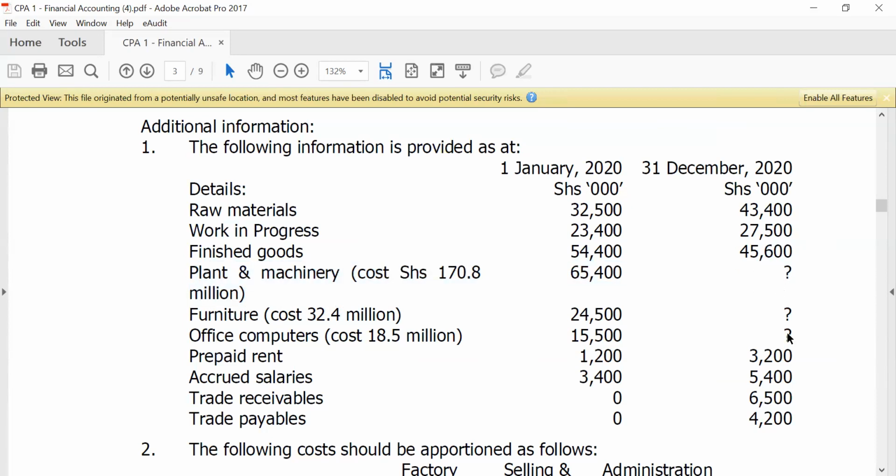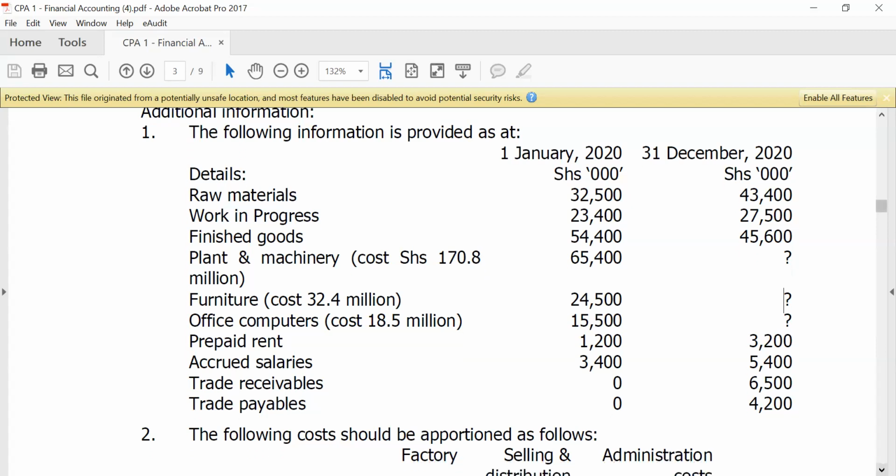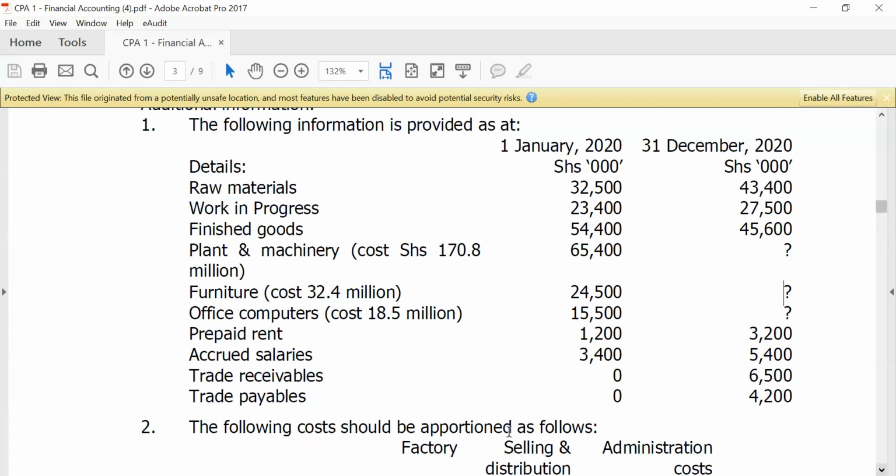And how do you determine them? As long as you've been given the cost, you've been given the net book value at the start of the year. You've also been given the same thing for furniture and office. You know very well that for you to get the net book values at this level, you have to depreciate these assets. And I think one of the things that they will share with us are the depreciation rates as we get down.